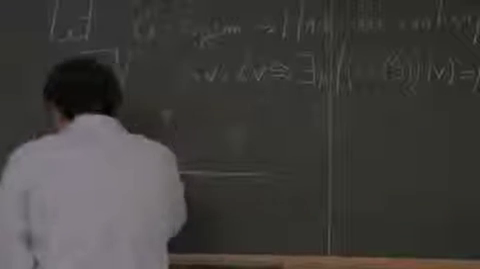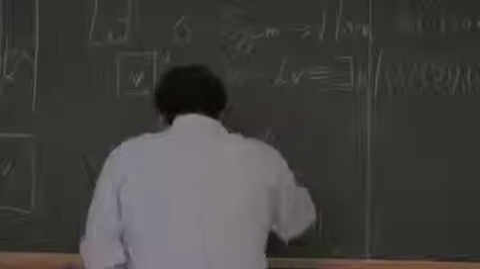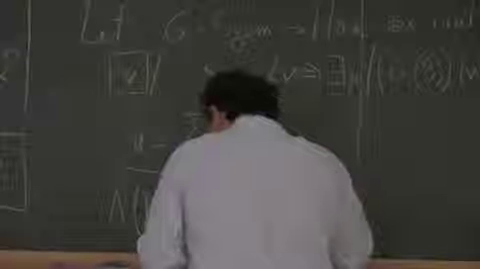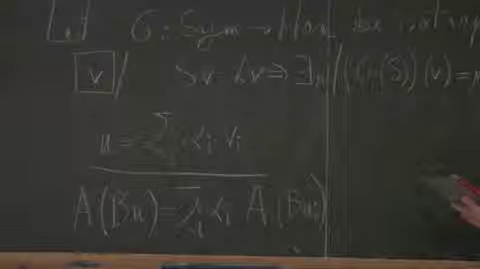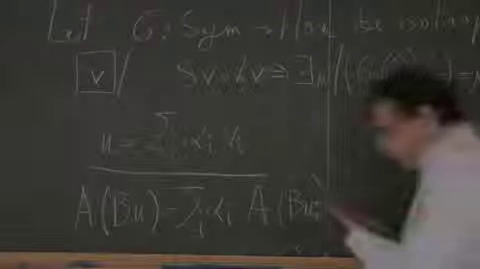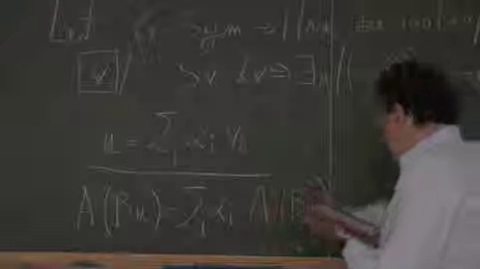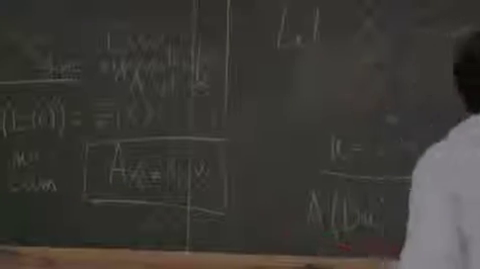Now on to the calculations. It's very easy because what I have to do is write A B U equal to the sum over i of alpha_i A B V_i. Okay? Now, let us do this calculation on the side. A B V_i.